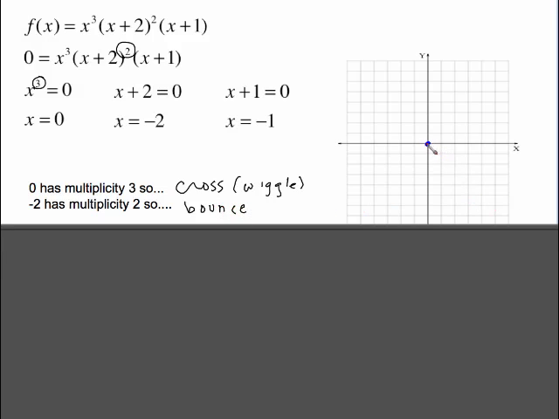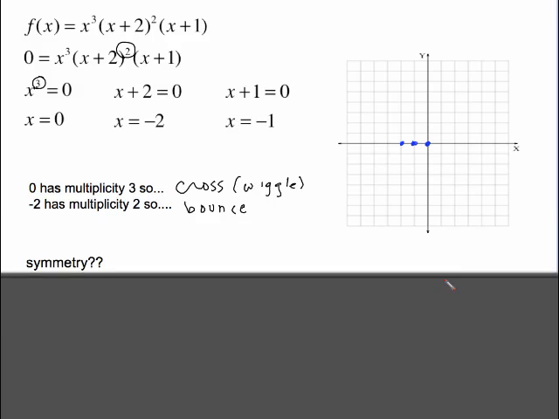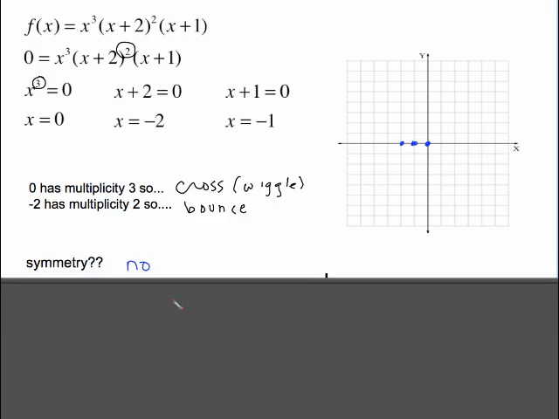So we have a dotted 0, negative 1, negative 2. This is going to be hard to see on this graph. We'll do the best we can. Is there symmetry? No. If you put a negative x in here and square this, it's not the same as this right here. Or even here. If you put a negative x right here, negative x plus 1 and x plus 1 are not the same. It's going to change the function. So there is no symmetry.